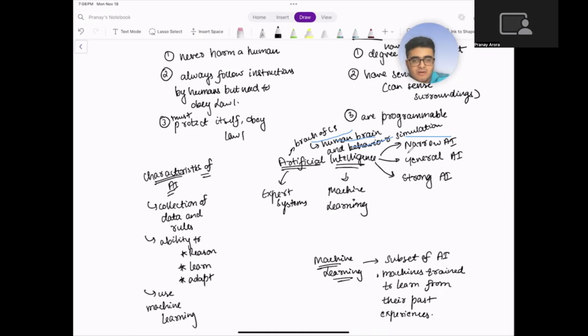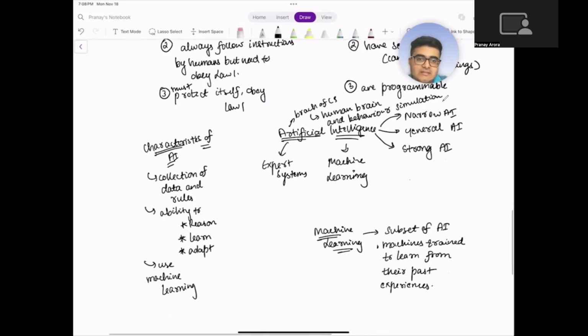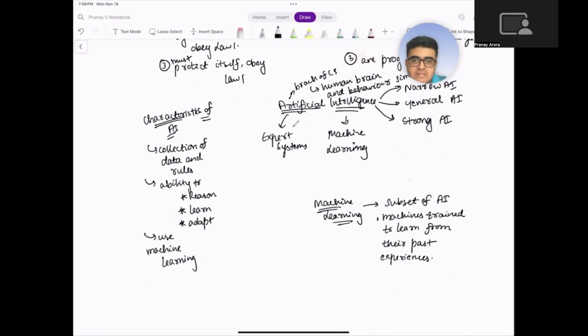What's the difference between all of them? Narrow AI does superior work to humans. It does better work than humans. General AI does similar work to humans. Whereas strong AI does superior performance to humans in all of the tasks. It is just a better human. And strong AI doesn't exist in the world till now. So these are the three types of AI. AI is also a branch of computer science, but further branches of AI can be expert systems and machine learning.